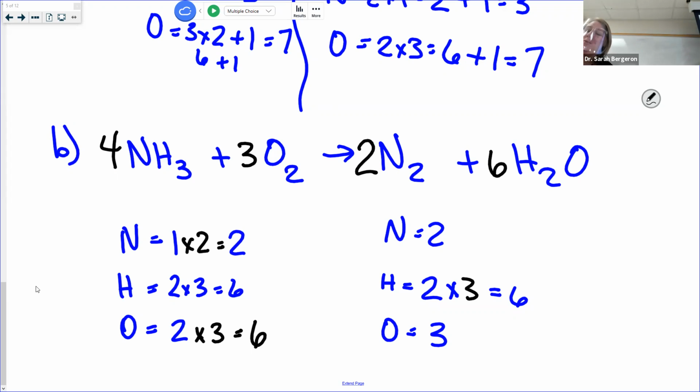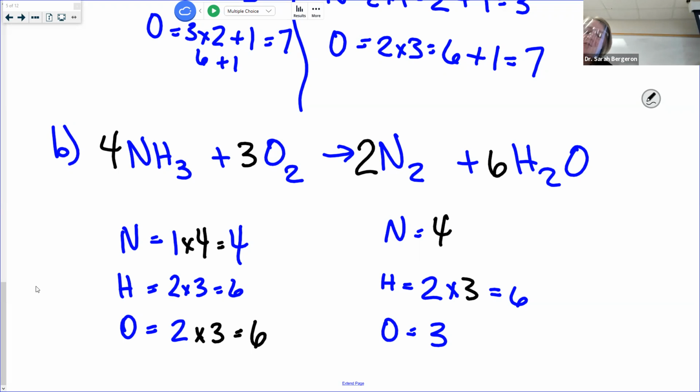So let's check. Let's start with our nitrogen. Look at nitrogen. How many nitrogens do I have? 1 times now what? 4. What do I get? 4. Okay, on the product side, 2 times 2 is 4.